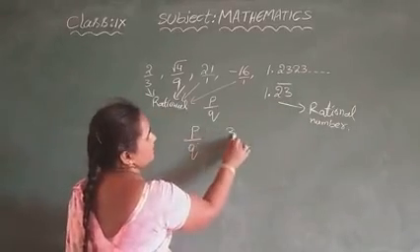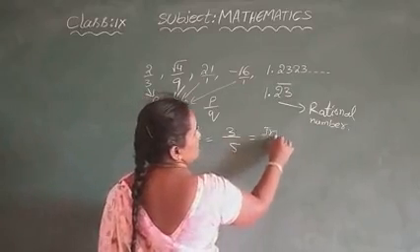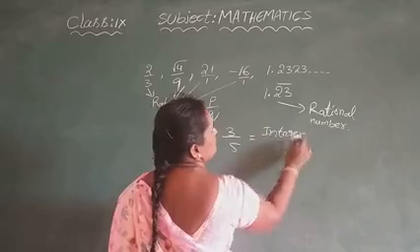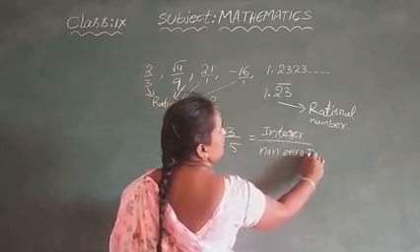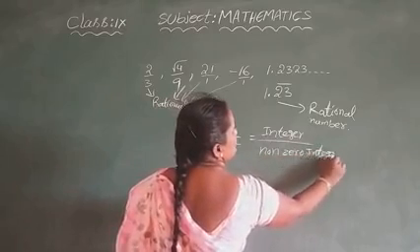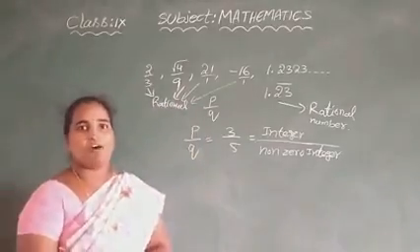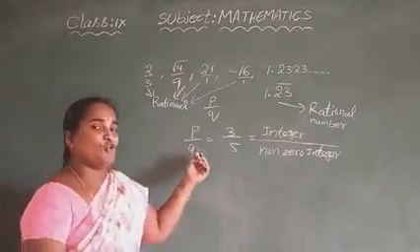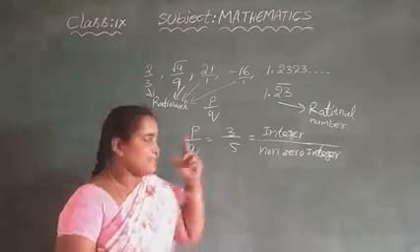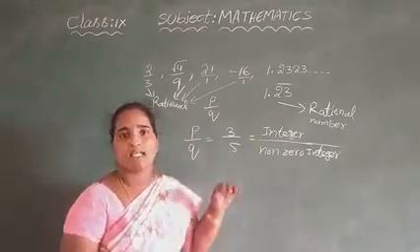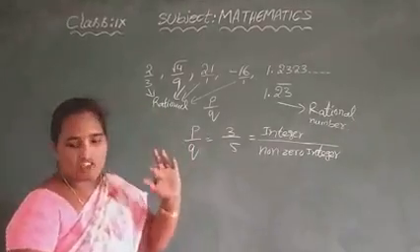For example, we take 3 by 5. 3 is an integer and 5 is a non-zero integer. That means numbers which can be expressed in the form of P by Q, where Q is not equal to 0 and P, Q are integers, are called rational numbers. Next, you take irrational numbers.